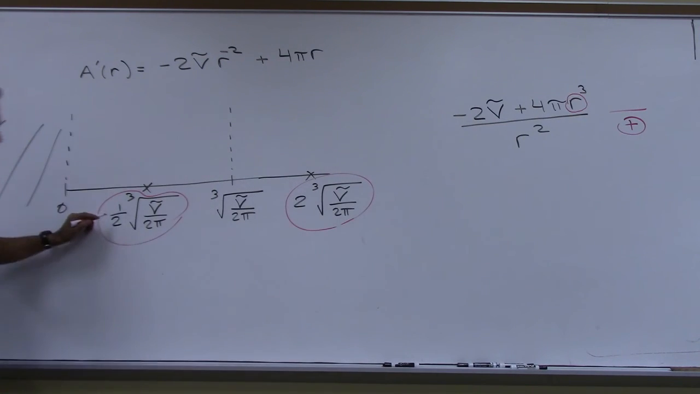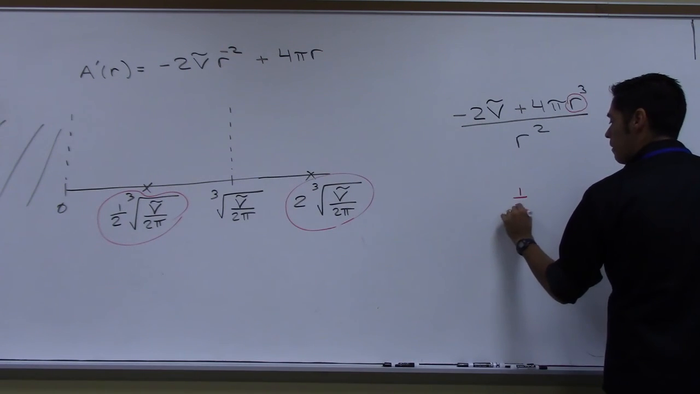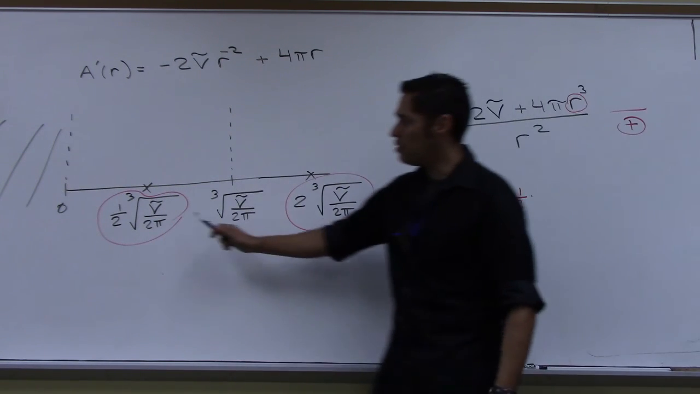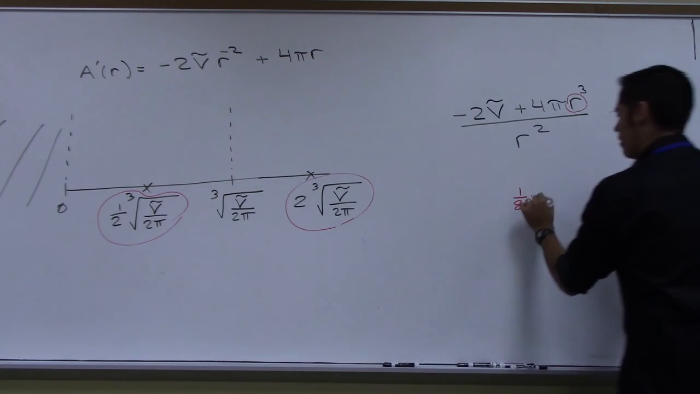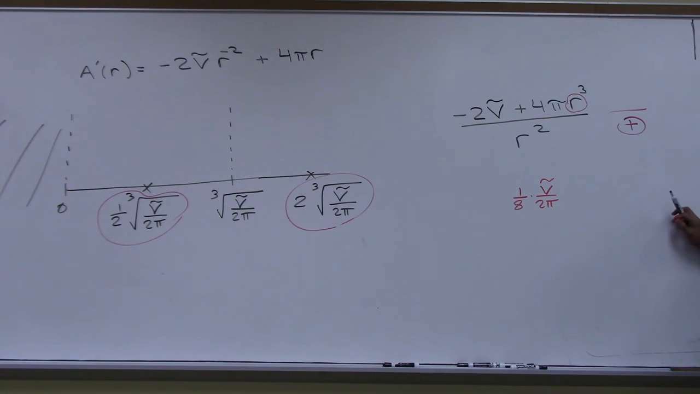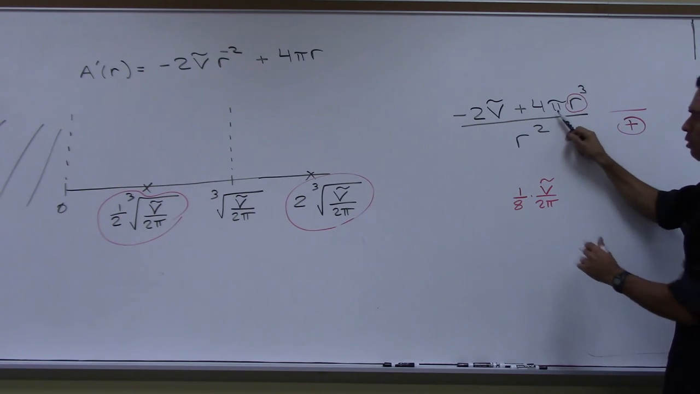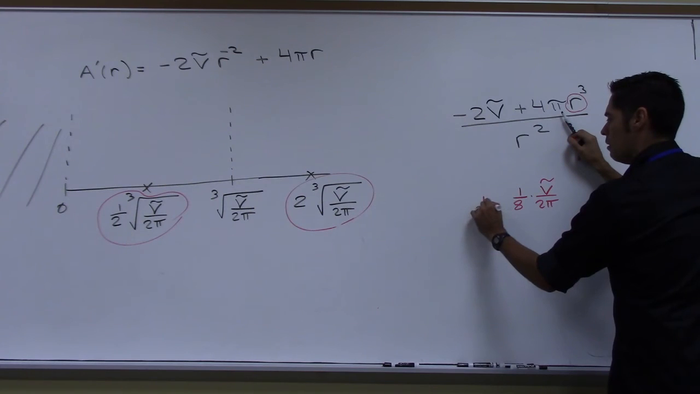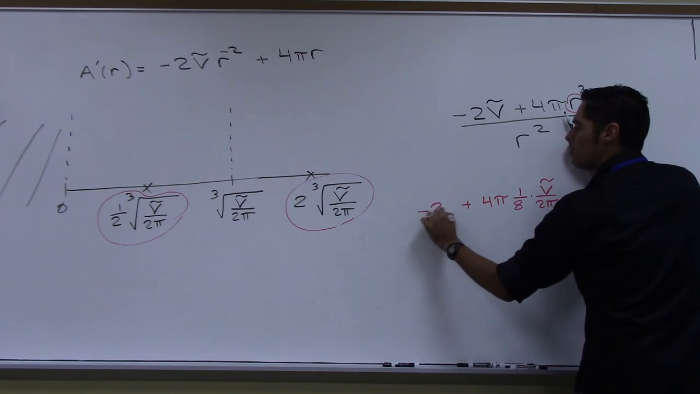What would you get if you cube this? You have to cube the whole thing. It would just be 1/2 cubed, which is 1/8, times what happens when you cube the cube root? Just comes out. Goes away, so you're left with v tilde over 2 pi. Everyone understand what I just did? If I plug that in right there, I cubed it, now hit it with what? 4 pi. And in front of that, I have what? Negative 2 v tilde?